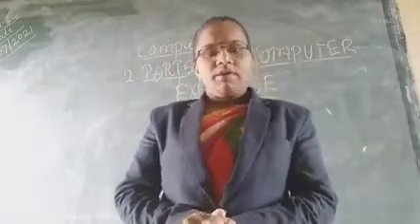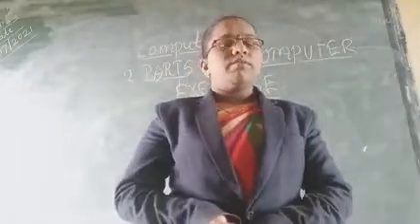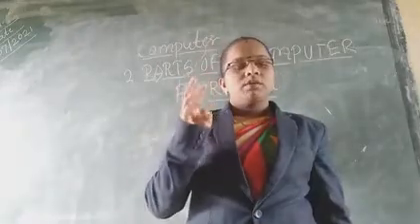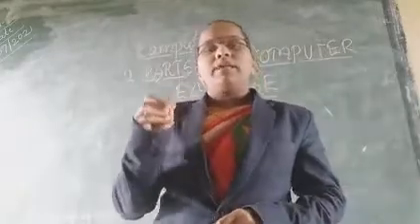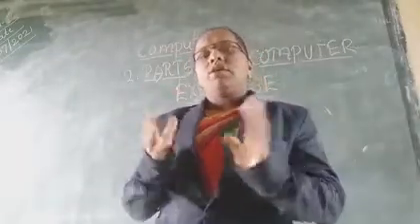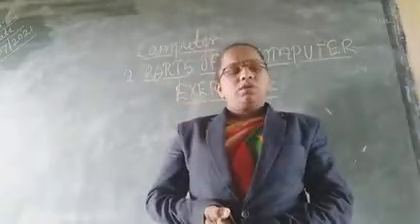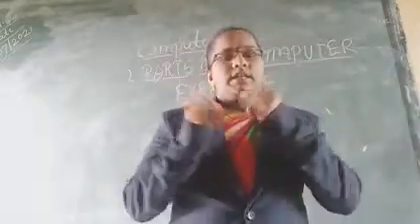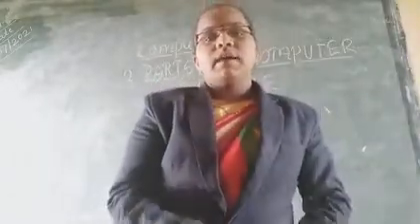And what are the 5 main devices of a computer? The 5 main devices of a computer are the keyboard, mouse, CPU box, monitor and printer. So the functions of a computer are input, processing and output. What are the input devices? Input devices are the keyboard and mouse.